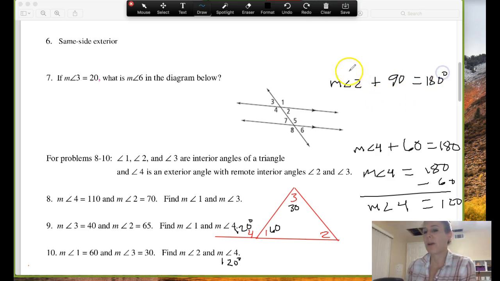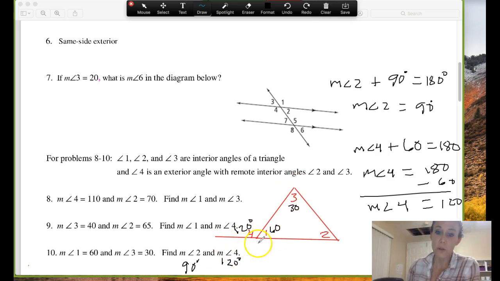And you should see right away, 90 plus 90 is 180. You can subtract 90 from both sides or just do it in your head. Measure of angle 2 should equal 90 degrees. I should have put the degrees there. So measure of angle 2 should be 90. If this is 60 and that's 30, that has to be 90. It doesn't look like 90, but it's a 30, 60, 90.